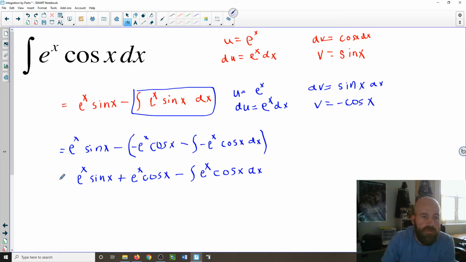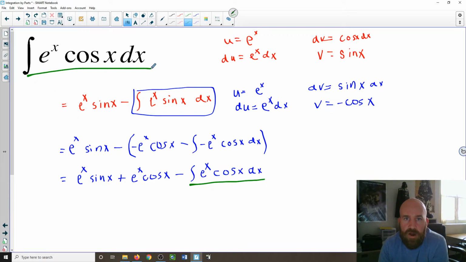So now we sit here and we think we're really not getting anywhere. Well, we need to be able to identify that this integral that we just got after 2 rounds of integration by parts is identical to the original problem. So we have to do a key move here.